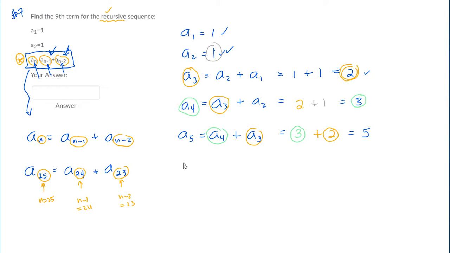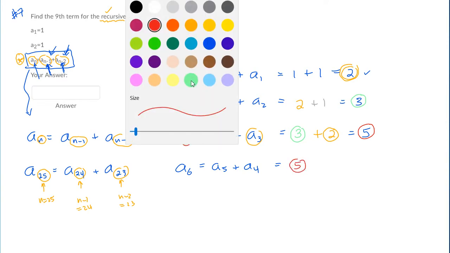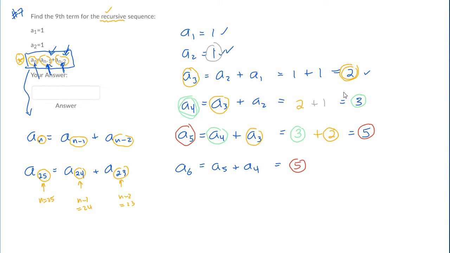Well, for practice, let's try one more. Let's go A6. So A6 is going to be what? The 5th term plus the 4th term in this particular case, because we're told to add 1 term back plus the term before that. What is the value of A5? Well, the value of A5 we just found. The value of A5 was 5. What's the value of A4? A4 was a 3.